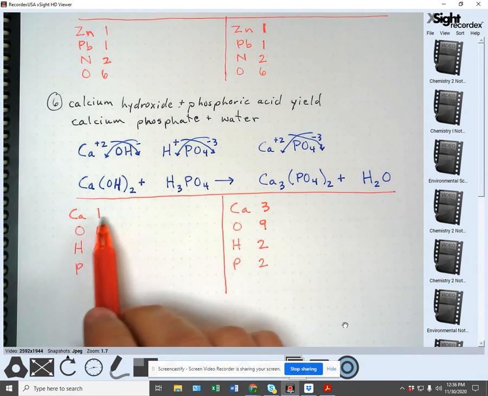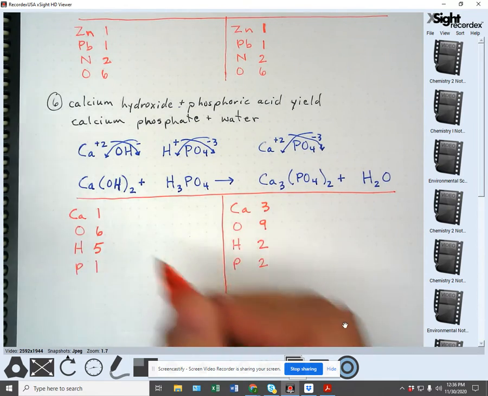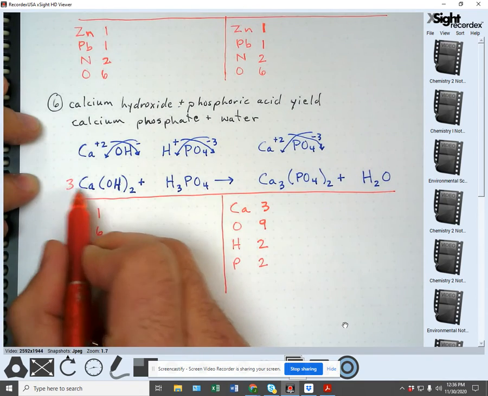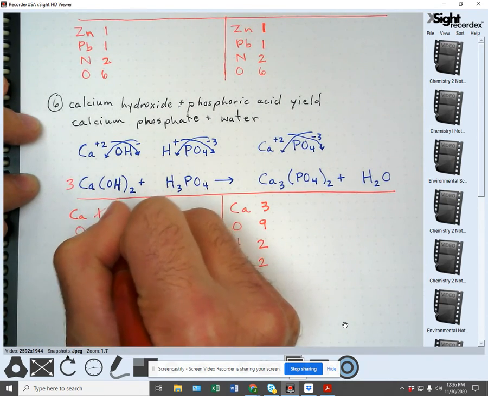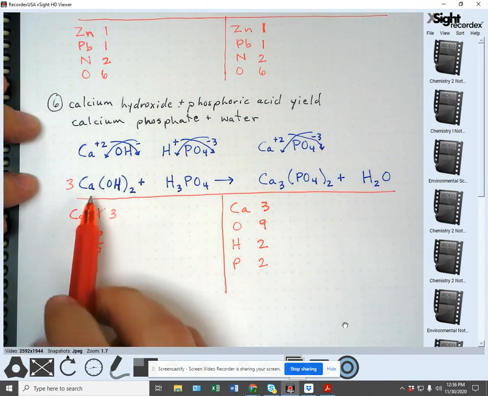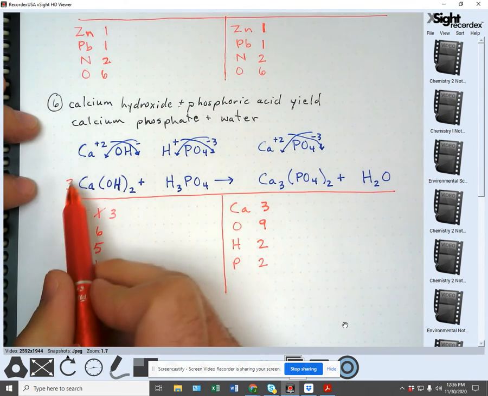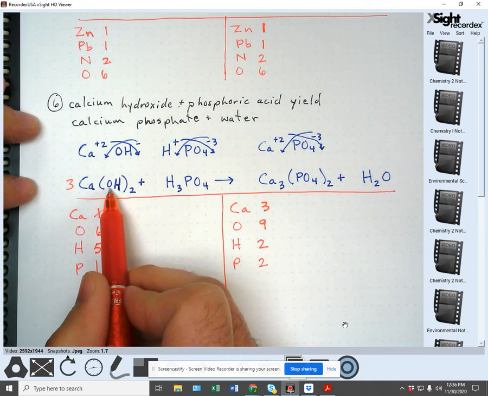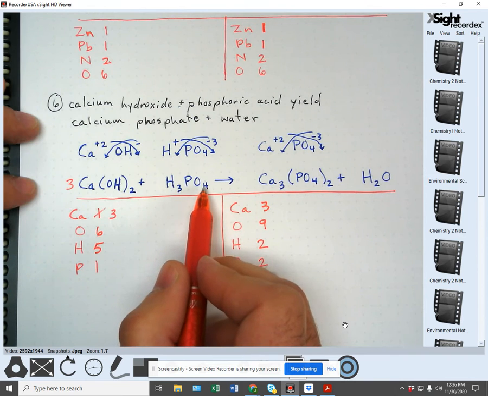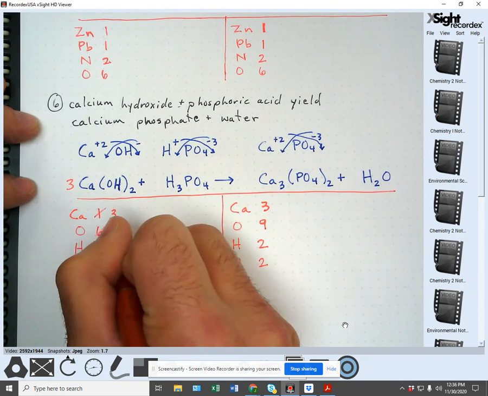So calcium, I've got 1 and 3. So I need 3 over here. So I'm going to put a 3 in front of calcium. So this gives me 3 times 1, 3 calcium. Okay. And it also gives me, now we got some math to do here. So 3 times 2 times 1 for the oxygens. So 3 times 2 is 6. 6 times 1 is 6 oxygen just here. And then we've got 4 over here. So 6 plus 4 gives me 10.